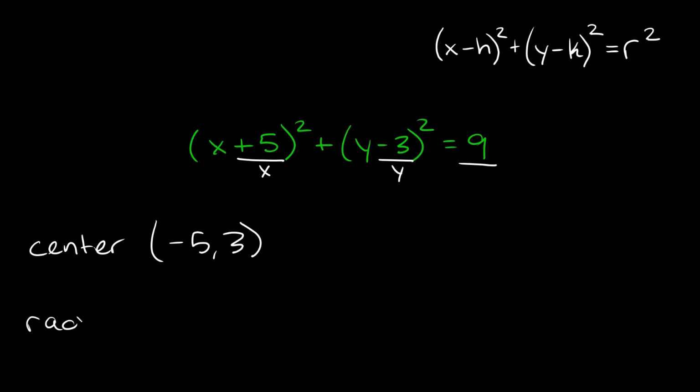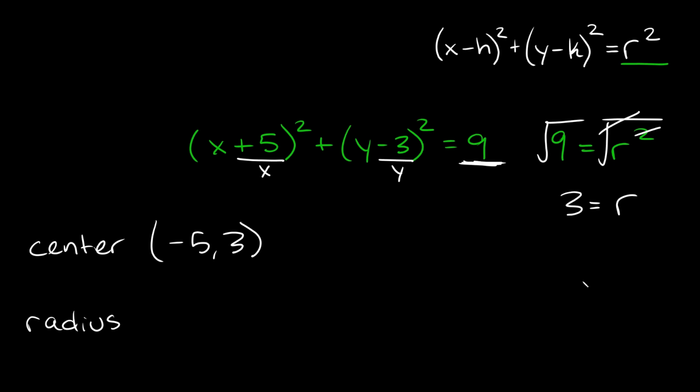Now, in order to find the radius, again, all you have to do is take the number over here that's by itself and set it equal to r squared, right? So then here we're going to have that 9 is equal to r squared. So again, we could just take the square root of both sides. Those cancel out. So here we get that r is equal to 3.